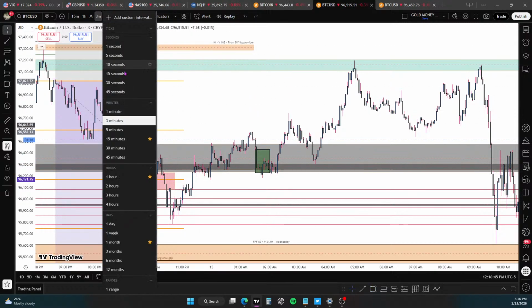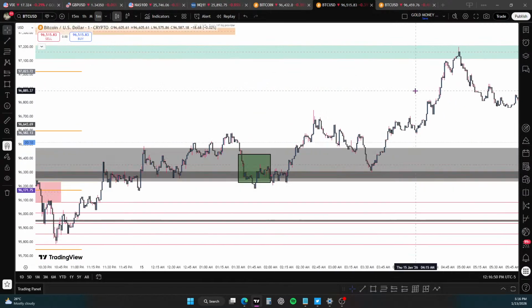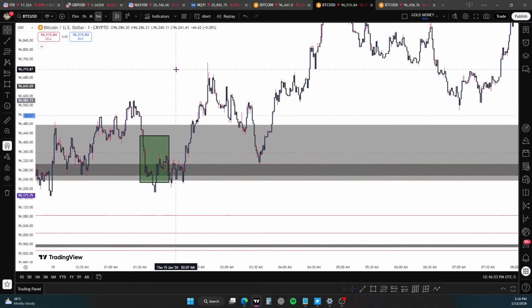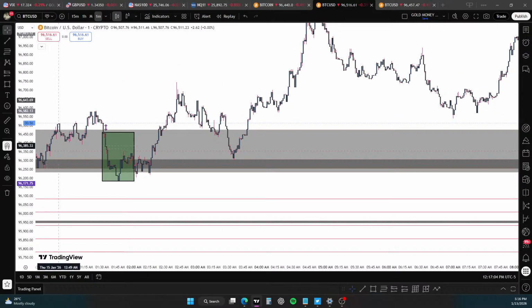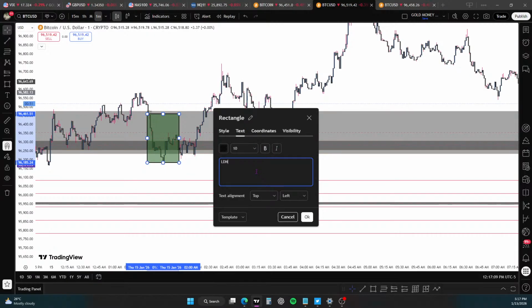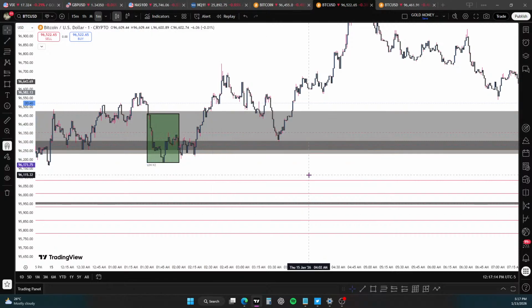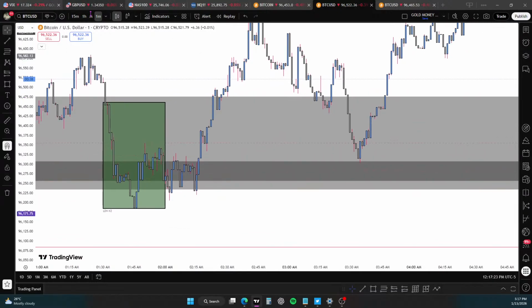In fairness, it's going to be better for me to go on the 1-minute chart to be able to accurately identify what I'm looking for. Right. So we need to mark the low and the high of the London Open kill zone. That's what this is. So I'm going to mark London kill zone. Put this at the bottom. It's pretty obvious that that's what that is, right? The London Open kill zone.